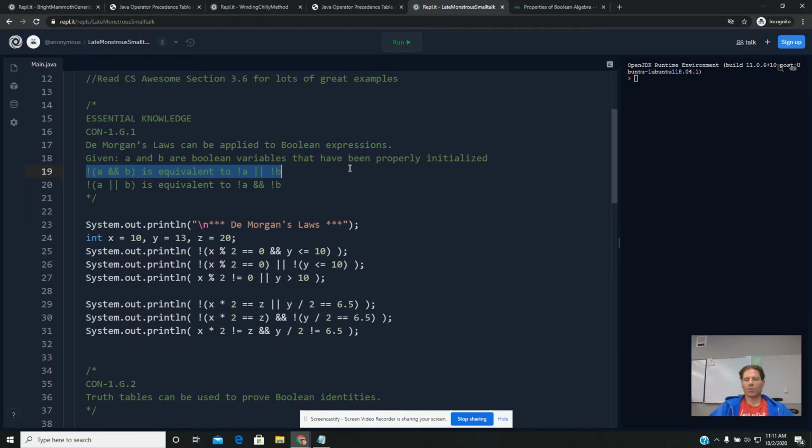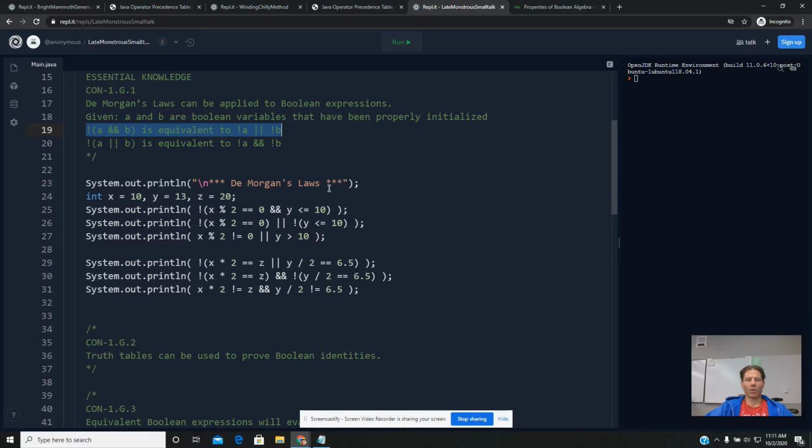Sometimes we show that through something called a truth table. CS Awesome has some nice examples of truth tables. You would never have to do a truth table on an AP test or on my test, but it's something that you may want to do to check your work or to check if expressions are equivalent. And we'll talk about that as we do some problems together. So anyway, here's some examples of DeMorgan's law.